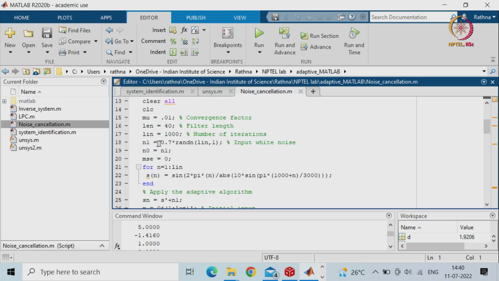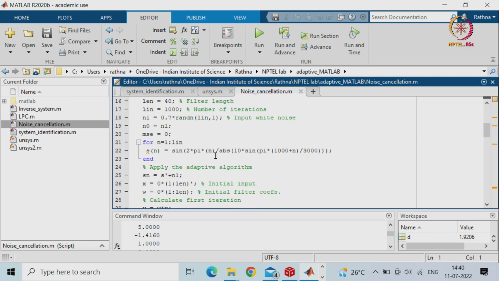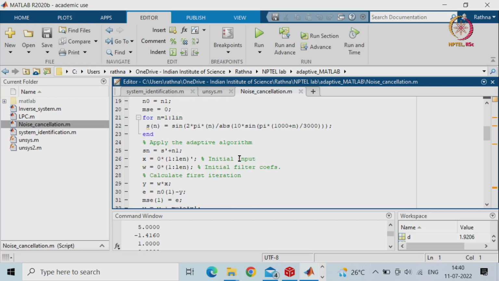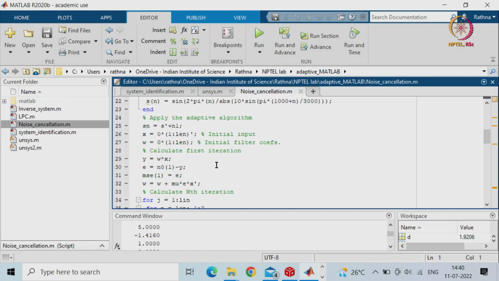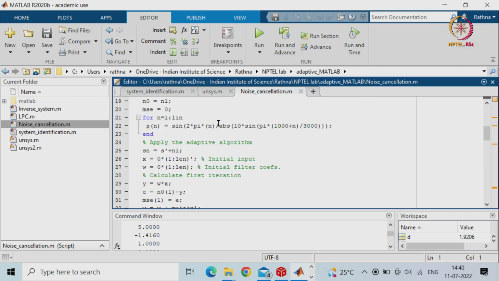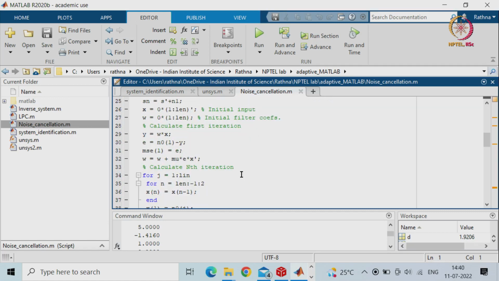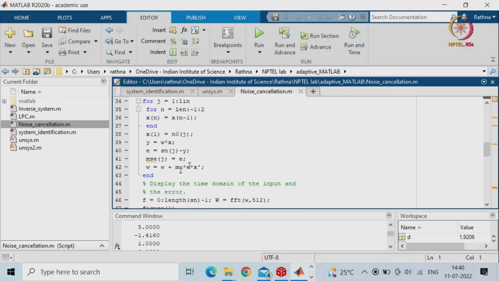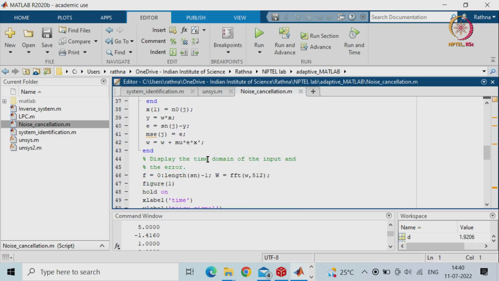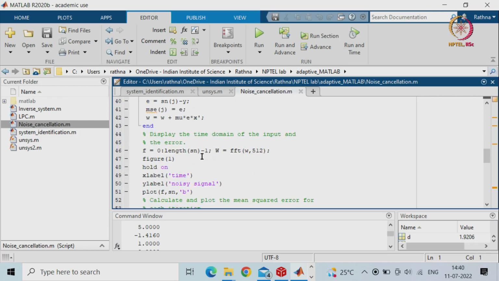And then you have been given the input white noise with 0.7 magnitude, which has been chosen, and you will be generating the sine wave along with random noise, and then we will see how the noise is going to get cancelled. This is a built-in function, sine wave generation, and then you have your error function also, which is going to be reduced. The rest of the thing remains the same. So, you will be displaying what the error is.